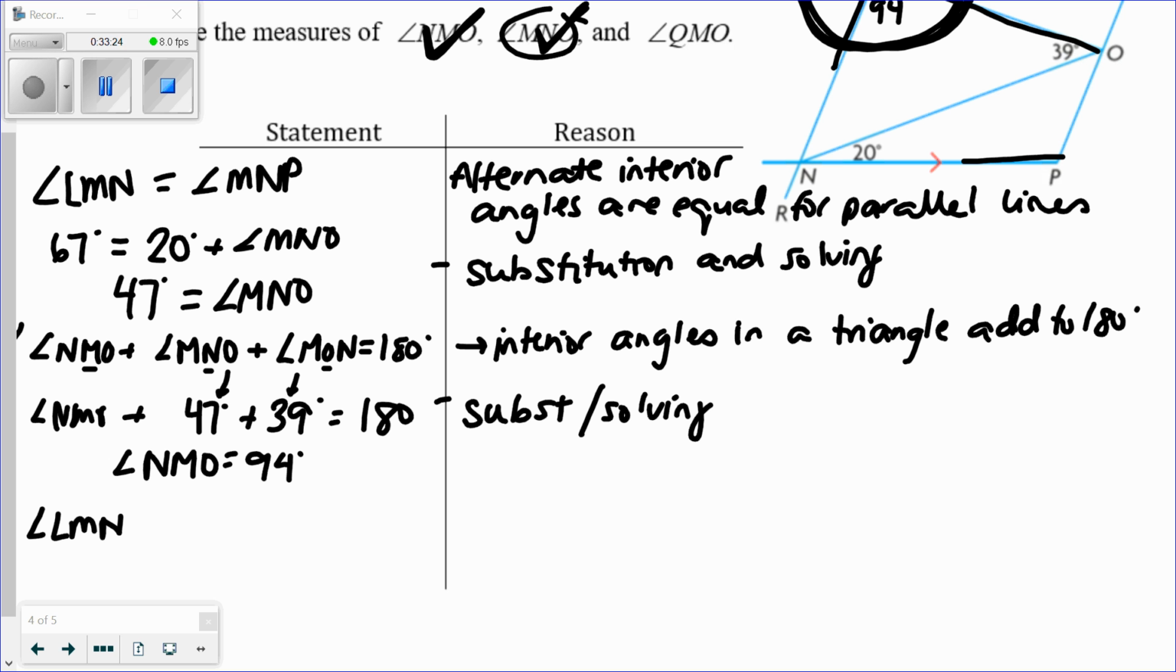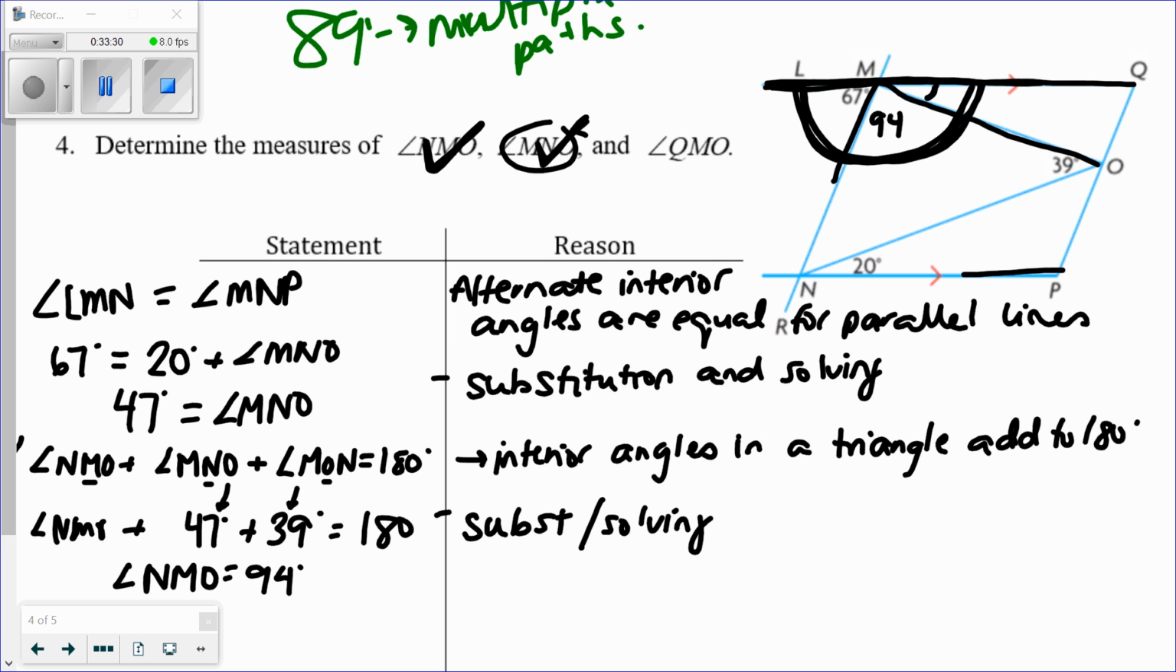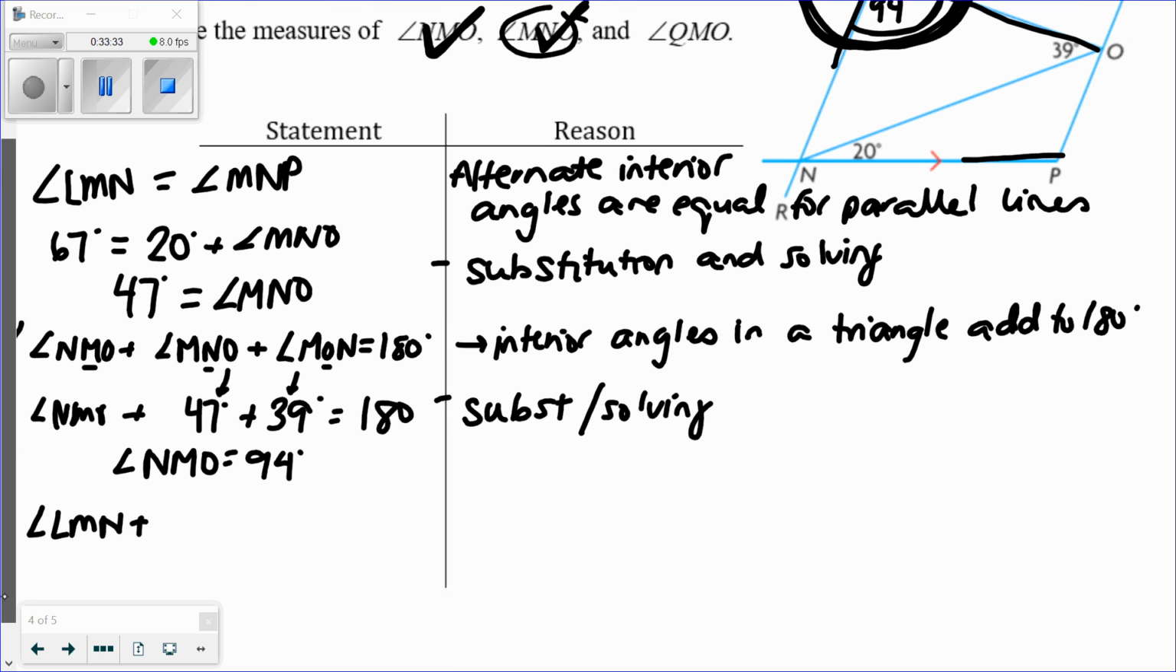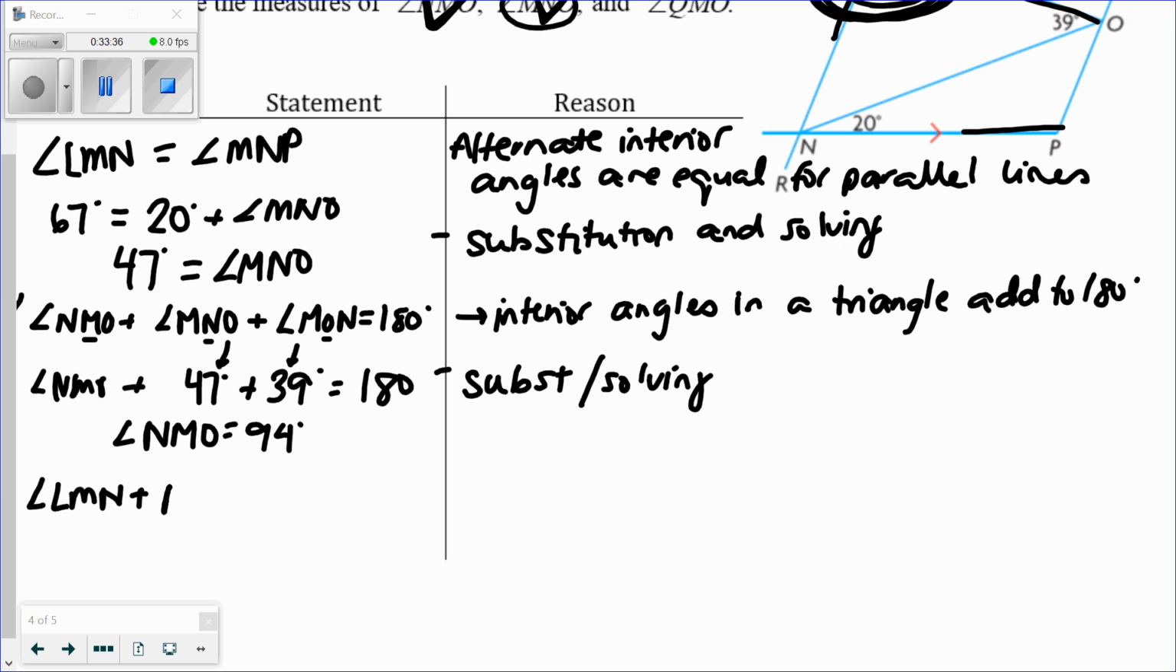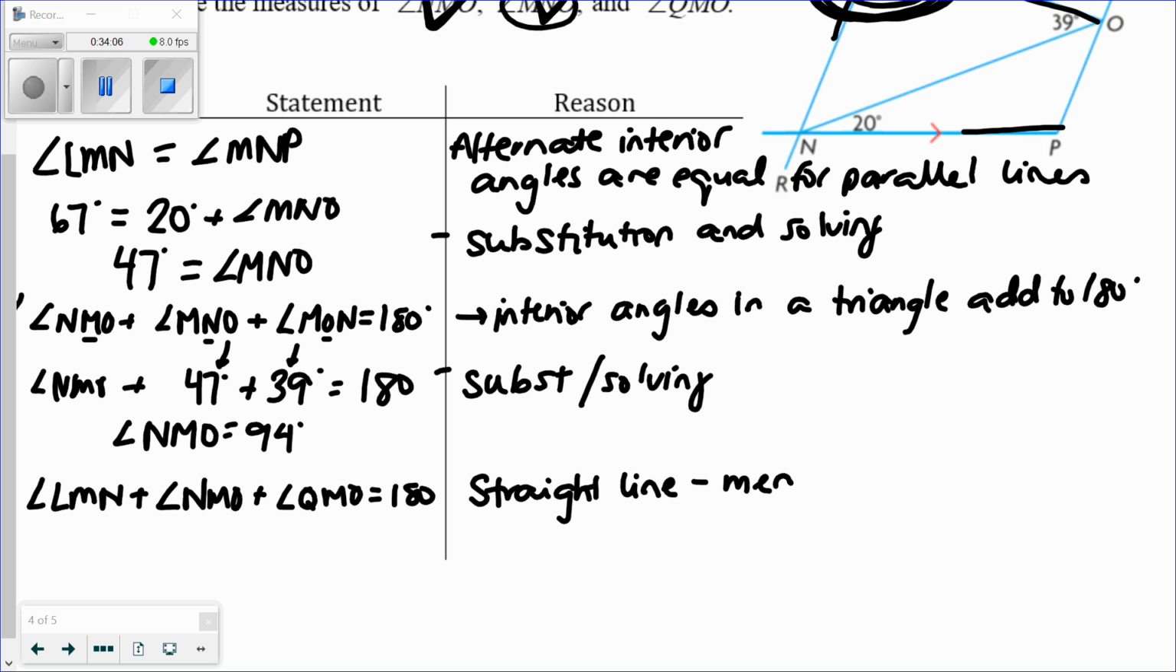God, I tried to draw that. That would have been weird. LMN plus the angle that's kind of in the middle here, so NMO, plus that angle at QMO. We know that they need to be equal to 180 degrees because they are all on the same straight line. So straight line theorem, measures will add to 180.